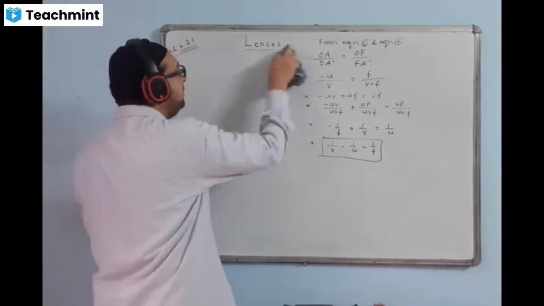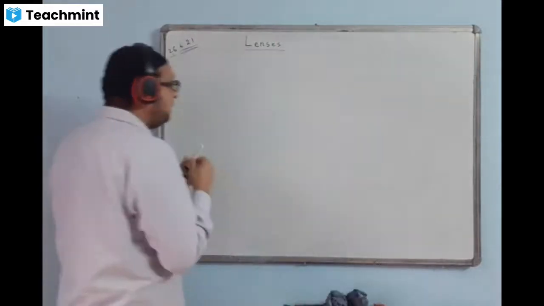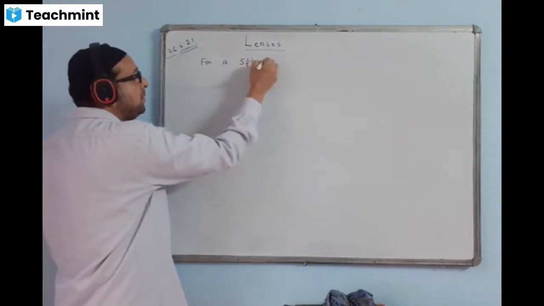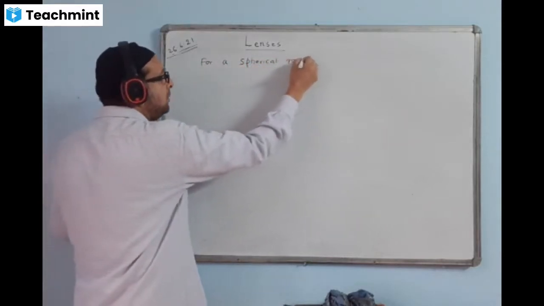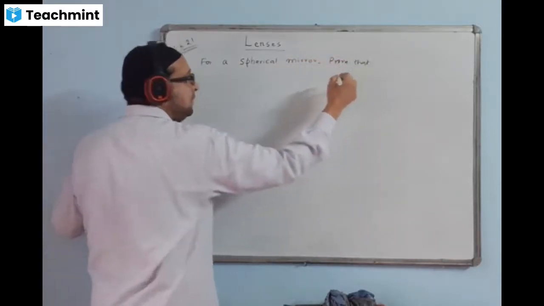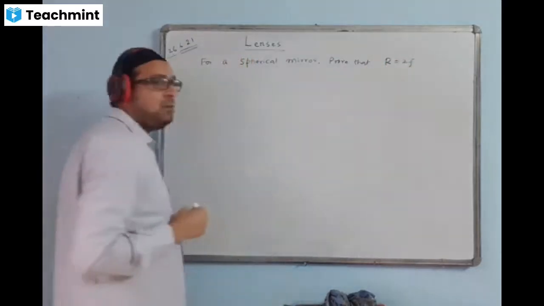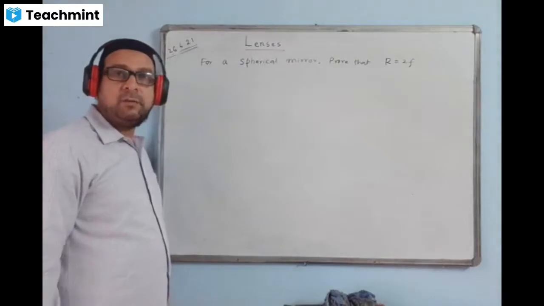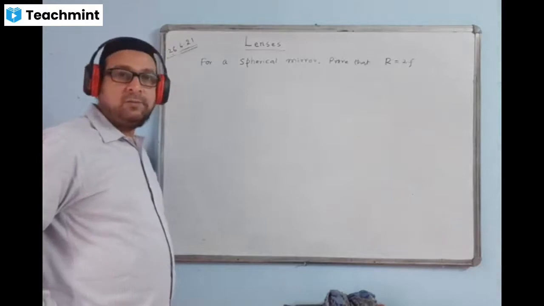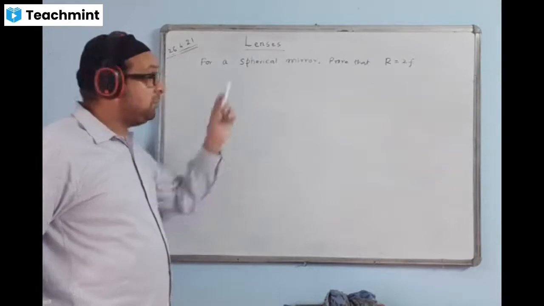Now I will derive, like this, for a spherical mirror, prove that R equals 2F. Or they may ask you, prove that F is equal to R by 2. R is the radius of curvature and F is the focal length. You have to show that the radius of curvature is equal to twice the focal length. Let us prove this one.